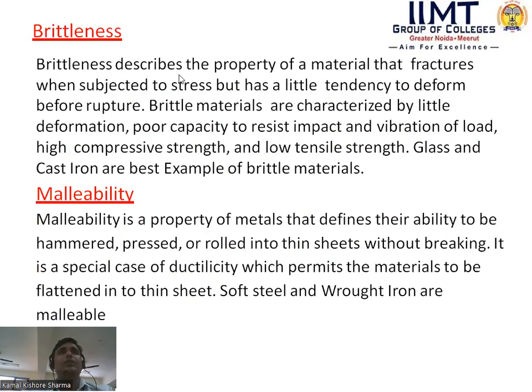And one other property is brittleness. Brittleness describes the property of a material that fractures when subjected to stress but has little tendency to deform before rupture. Brittle materials are characterized by little deformation. इनमें थोड़ा सा deformation होता है. Poor capacity to resist impact and vibration of load. High compressive strength, low tensile strength. Glass and cast iron are the best examples of brittle material.